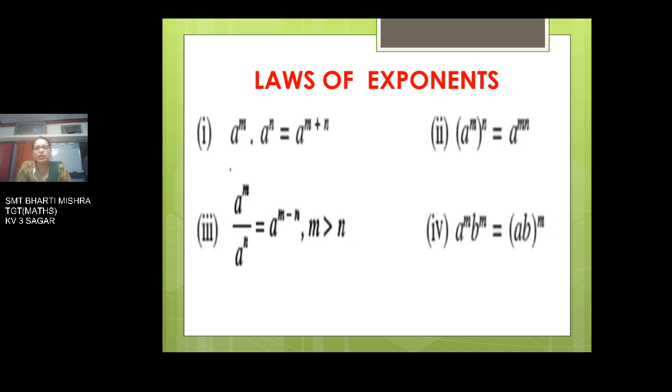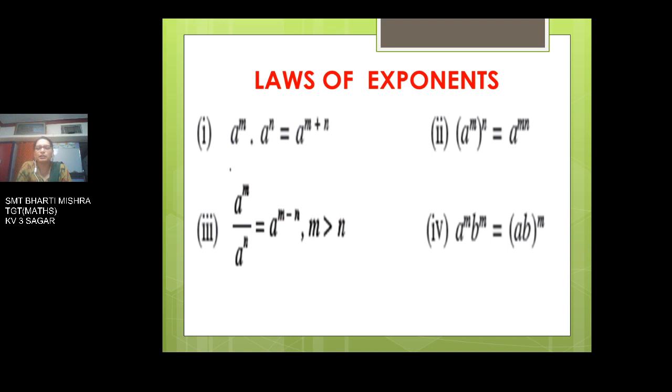Now the laws of exponents, which you have already studied in class 8. The first law, bases are the same here. a to the power m into a to the power n is equal to a to the power m plus n. a to the power m whole raised to the power n becomes a to the power m into n, and a to the power m upon a to the power n is equal to a to the power m minus n. Here m is greater than n.